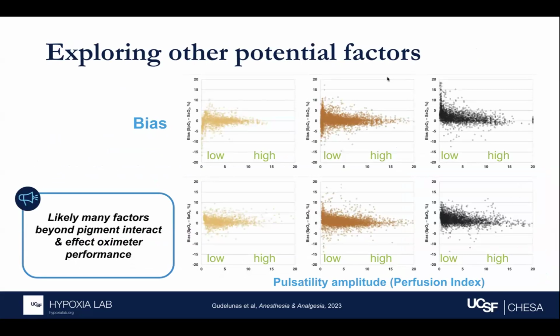Another is perfusion or pulsatility amplitude. Some devices report something called a perfusion index. They all refer to it as something slightly different. There is a relatively generic way that this is calculated. You can think of it as that AC signal, like how high is the peak on the AC signal over the DC signal? How good is that signal? How much pulsatility do I have in this signal?